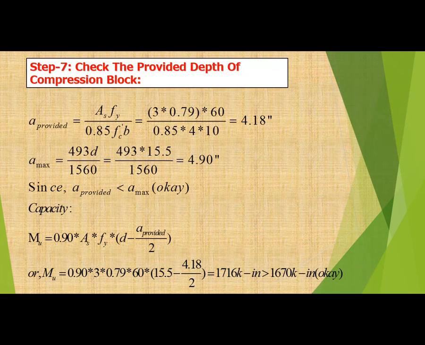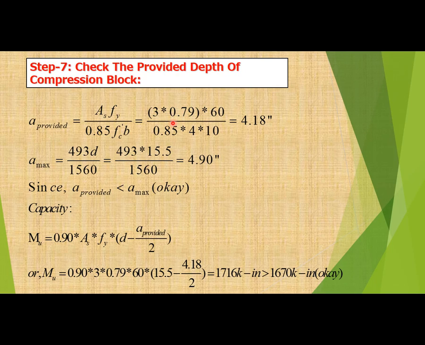Now let's check the value of a max and a provided. Okay, you have to check the capacity, and you have to check whether the beam is under reinforced or not. We can check it by comparing the value of a provided with the value of a max. a provided is given by As fy over 0.85 f'c b. Okay, As equal to provided As, that is 3 times 0.79.